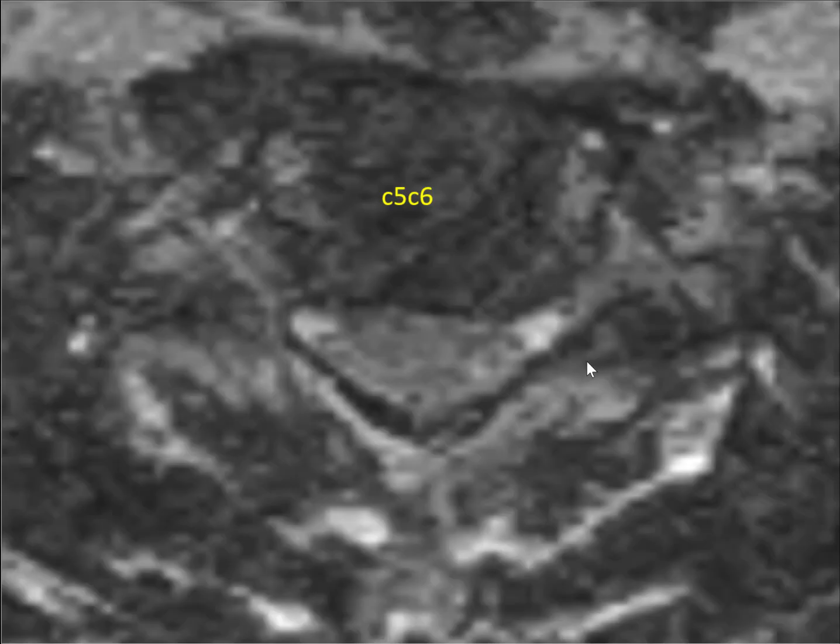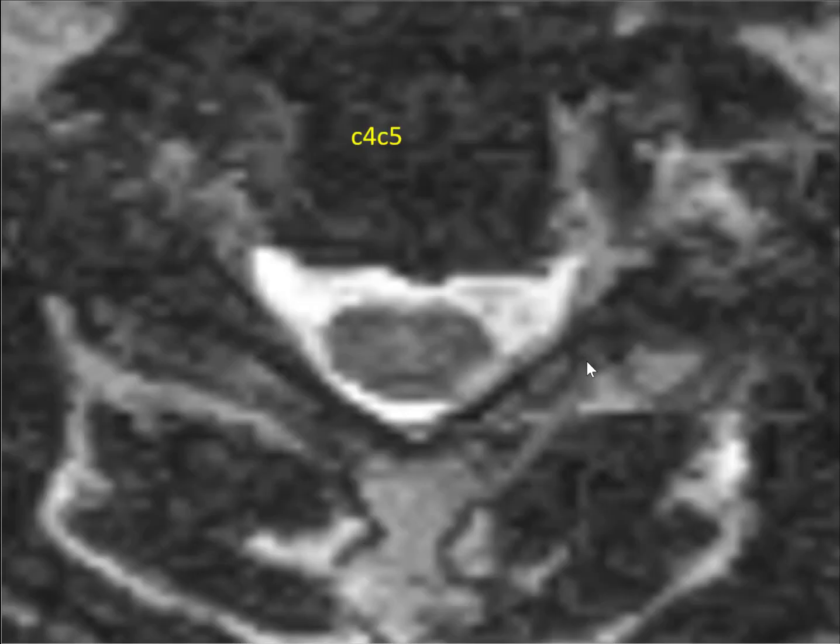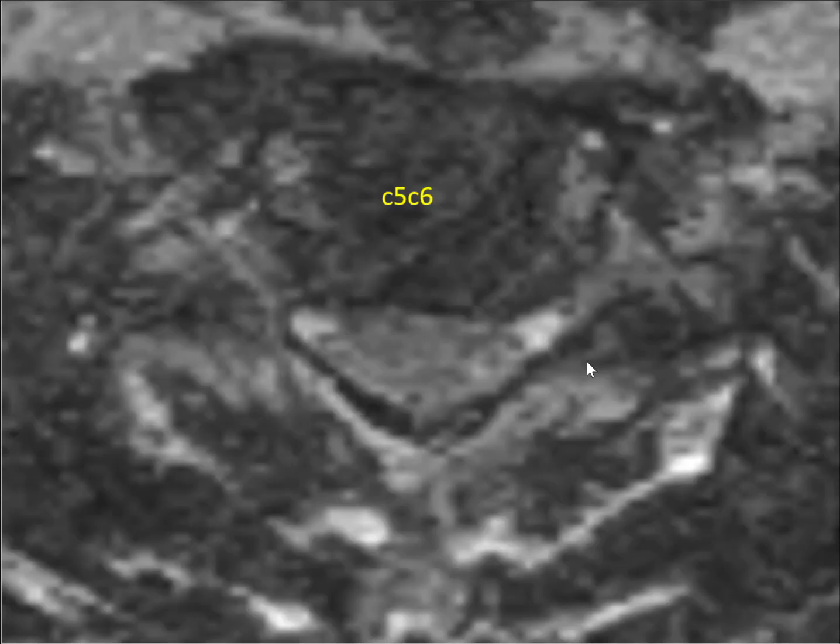Okay, C5, C6. This is the problem area that we saw in the sagittal cut. You don't see that white circle like you do at the other levels. No CSF about the spinal cord. The CSF should be around the spinal cord, and that's gone now. There's no fluid around the spinal cord. The space is just obliterated, so it all becomes homogeneous on this segment.